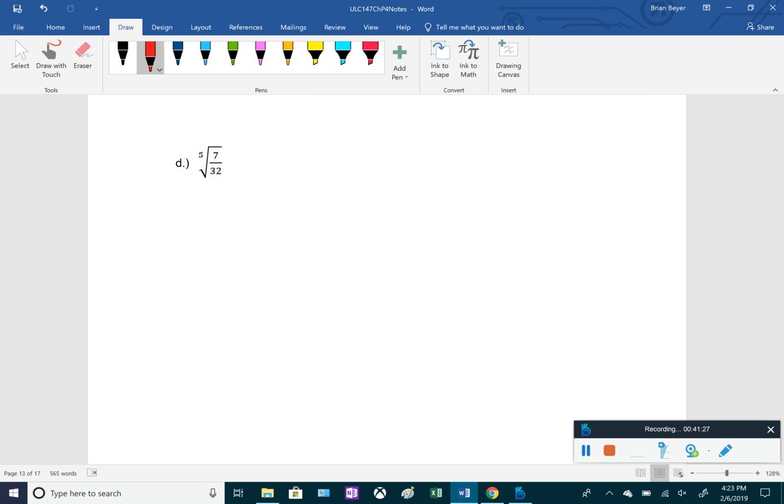And this last example for this topic is going to be the fifth root of 7 over 32. So let's split it up. We're going to give that fifth root to the numerator, and we're going to give it to the denominator. The fifth root of 7 is nothing nice at all, so let's leave it like that. The fifth root of 32 is actually equal to 2. So I'll put fifth root of 32 equals 2. That's because 2 to the fifth power is 32. So probably a lot of backwards thinking for now until you get comfortable with the idea.